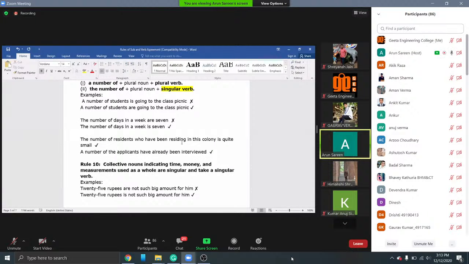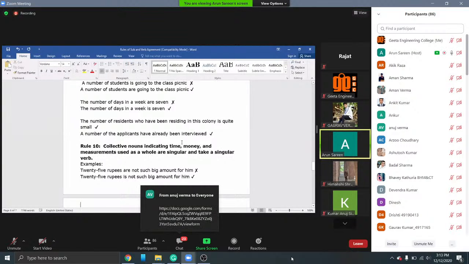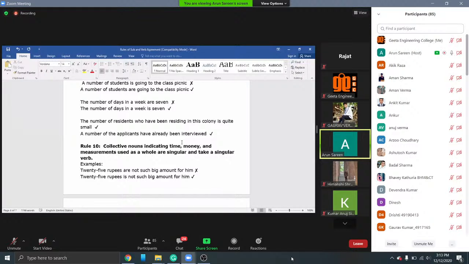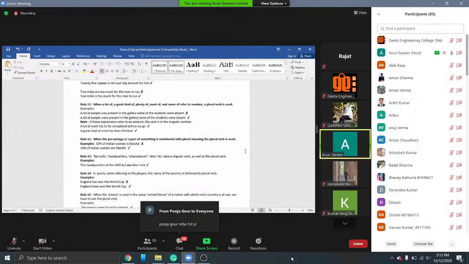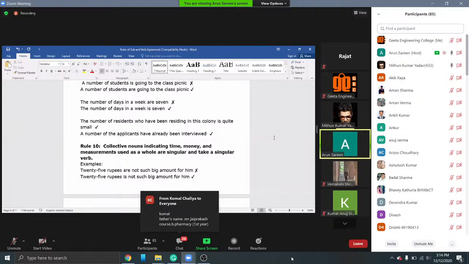Let's see rule number 10. Collective nouns. What are collective nouns? Collective nouns indicating money and measurements used as a whole are singular and take a singular verb. What are collective nouns? Collective nouns are when we are referring to a collection of many things as a singular. Say, flock of birds, it's a collective noun. Team, it's a collective noun. Class, it's a collective noun. Okay.